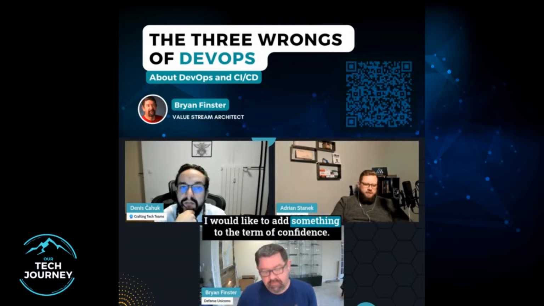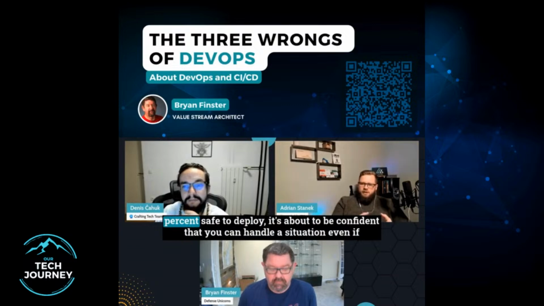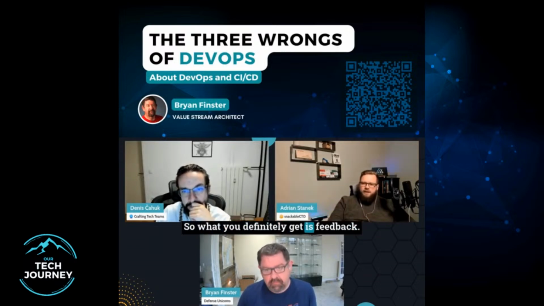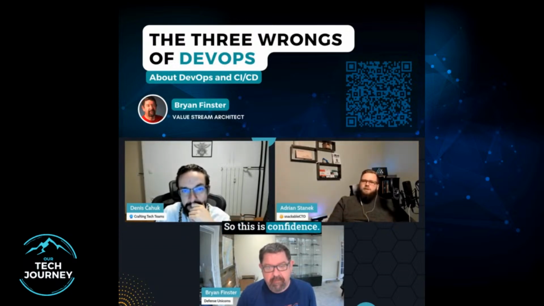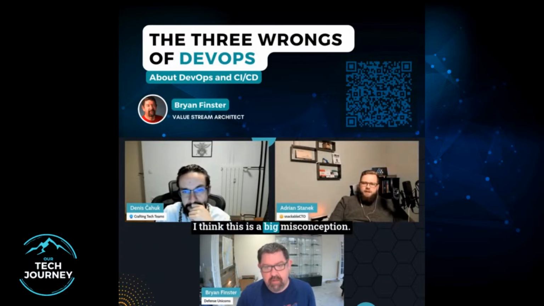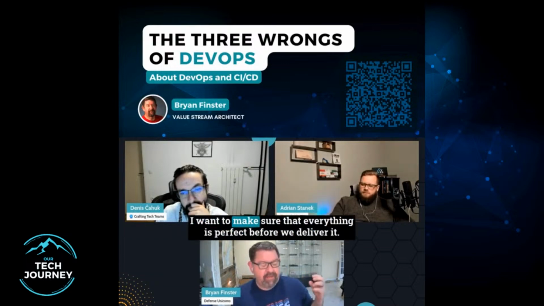I would like to add something to the term of confidence. I think confidence doesn't mean that you are 100% safe to deploy. It's about being confident that you can handle a situation even if something happened, but you expect feedback. So what you definitely get is feedback. And if the feedback is negative, you can react quickly on that. So this is confidence. It's not about being 100% sure that nothing will happen. I think this is a big misconception. No, I agree. And people focus on the wrong thing. I want to make sure that everything is perfect before we deliver. That's the wrong thing.